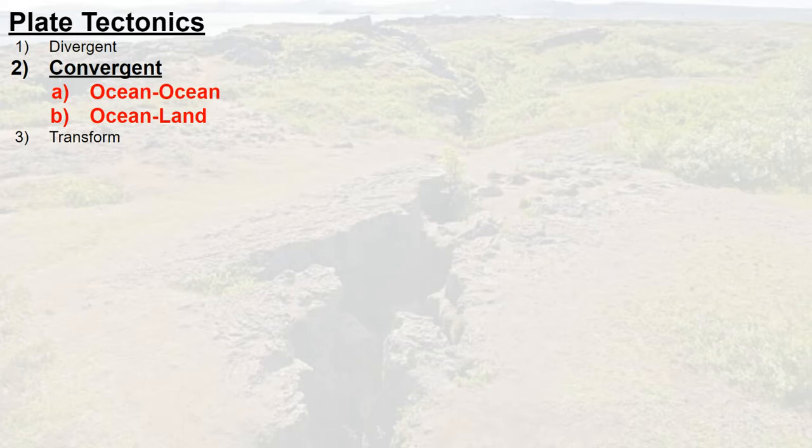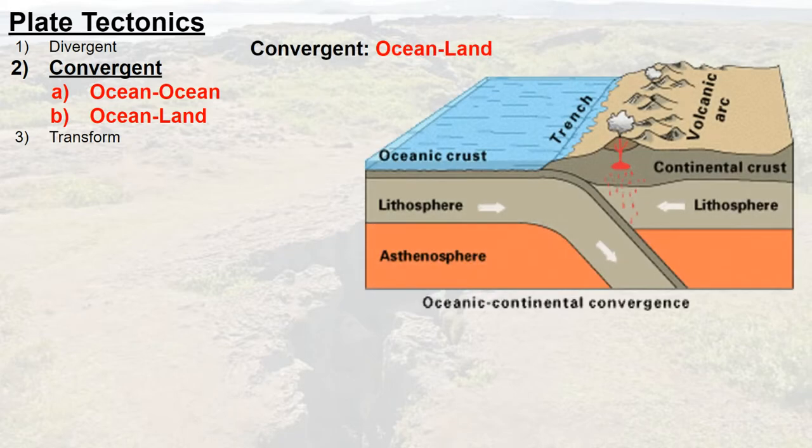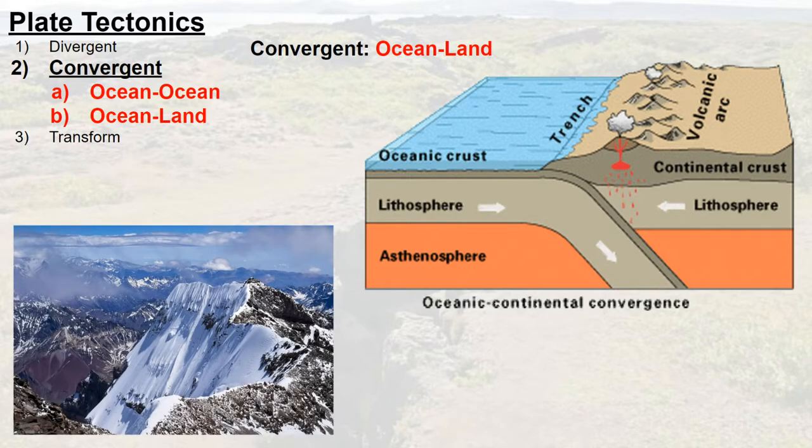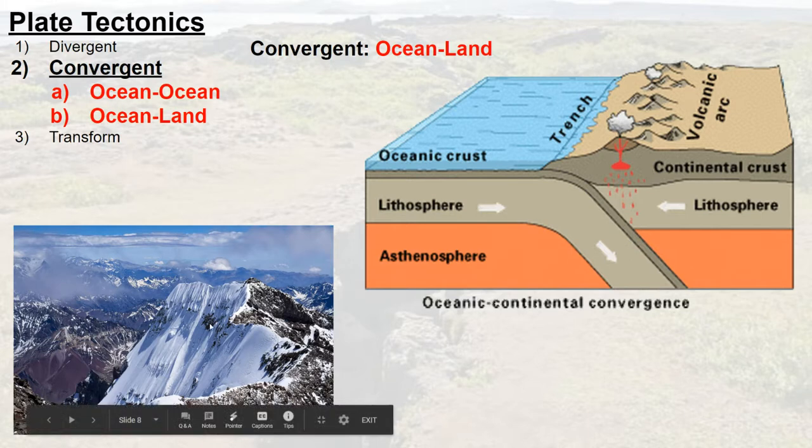Ocean plates and land plates, or ocean-land, can get the ocean plate drops beneath the land plate to form a mountain range. The Andes in South America is an example of this plate colliding. And there's a picture of the Andes. So you can see the extreme when the plates collide.